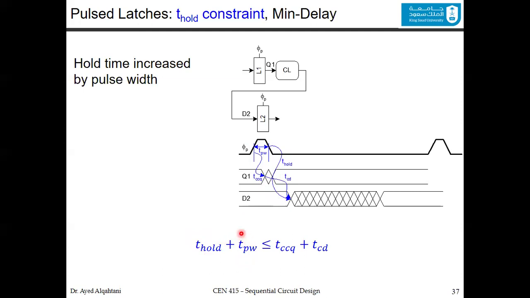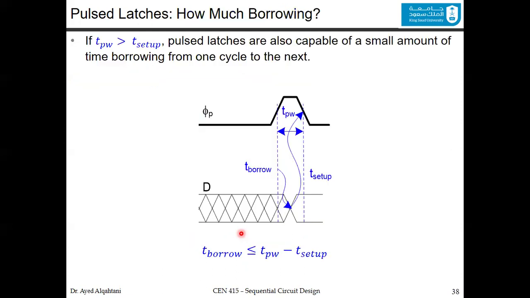Now about the borrowing in the pulse latches. There could be some borrowing in the pulse latches, but it's very, very small. It's almost negligible. And this is happening only if the pulse width is bigger than the setup time, meaning that the pulse width latch is approaching the two-phase clocking. So now the pulse latches could be capable of a very tiny amount of borrowing.